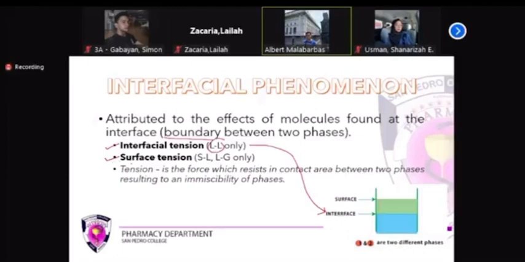For surface tension, it is referring to the boundary between two opposite phases, like for example, between solid and liquid, between liquid and gas. Surface tension ang tawag natin dyan. Like in this example.